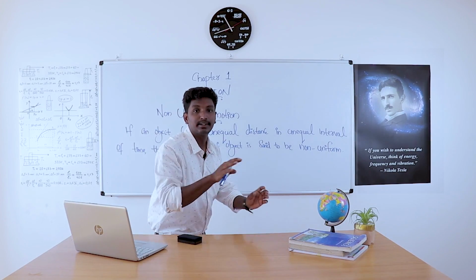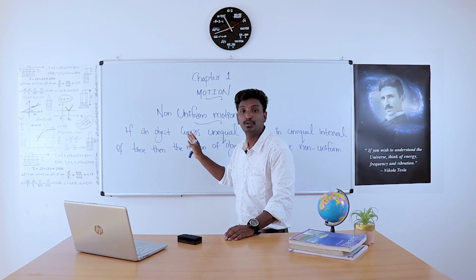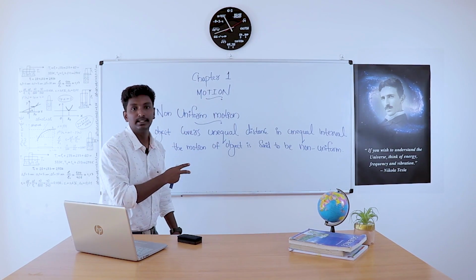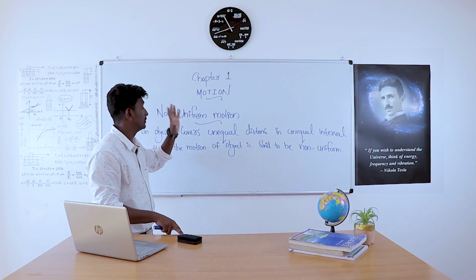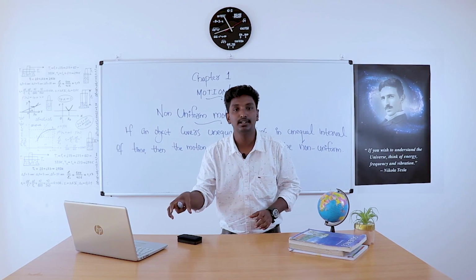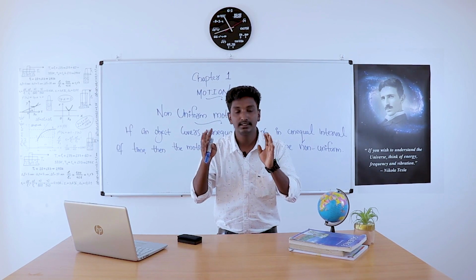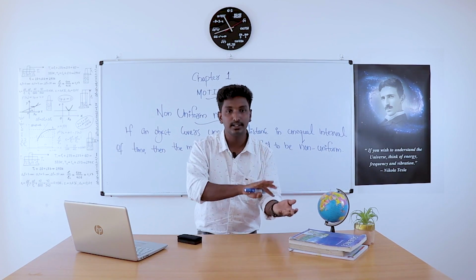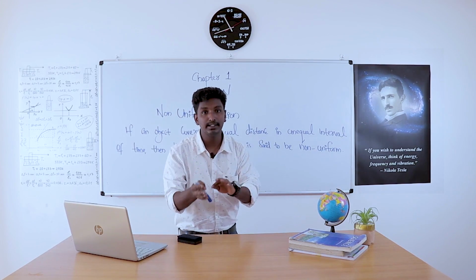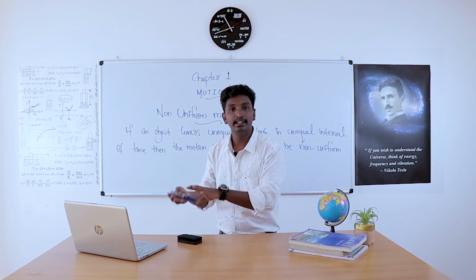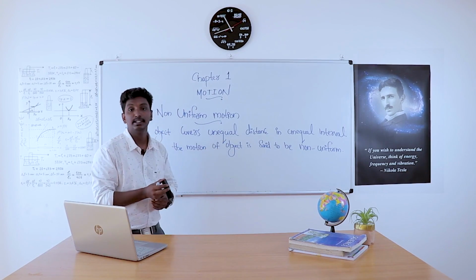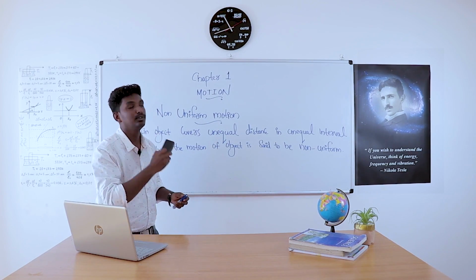Now we will go over the difference between uniform motion and non-uniform motion. Just rewind it in your mind. What is uniform motion and non-uniform motion? In uniform motion, the object is covering equal distance in equal interval. Equal and equal. Just store it in your mind: equal and equal. Equal distance, equal time, then the motion is uniform. Unequal and unequal, that is unequal distance in unequal interval of time, then the motion is non-uniform. That's the difference between uniform motion and non-uniform motion.